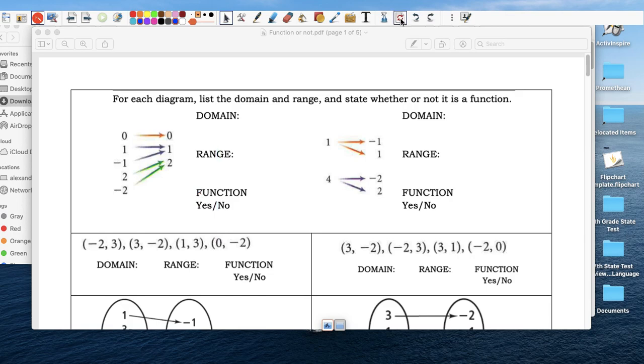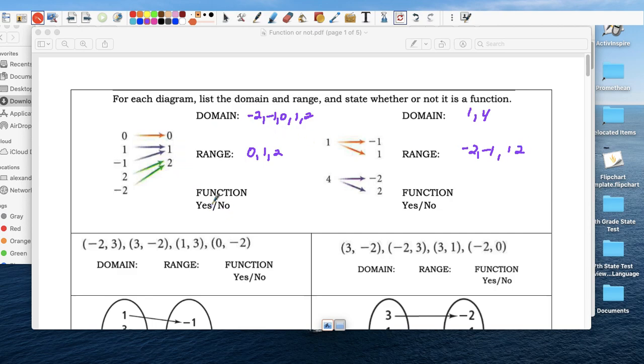So for the first one on the left, the domain is -2, -1, 0, 1, and 2. The range is 0, 1, 2. The domain here is 1 and 4, and the range is -2, -1, 1, and 2.